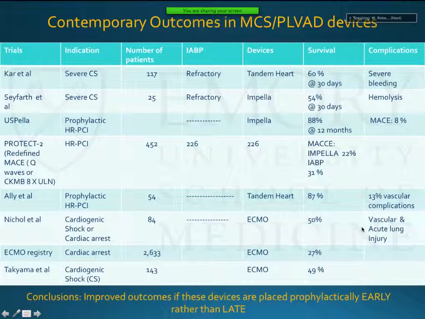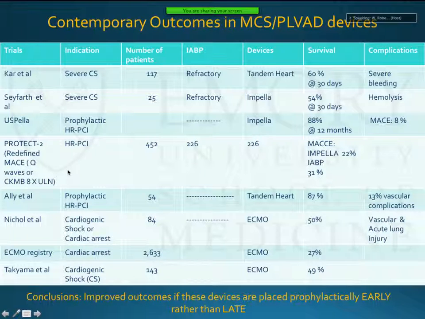So I created this review of contemporary outcomes in mechanical support devices. In severe cardiogenic shock refractory to balloon pump, with TandemHeart or Impella, survival was 60%, 54% with a complication of severe bleeding and hemolysis. From the US Impella registry, with protective high-risk PCI, and again with prophylactic high-risk PCI, basically, you're putting these devices in before you start a high-risk PCI procedure.